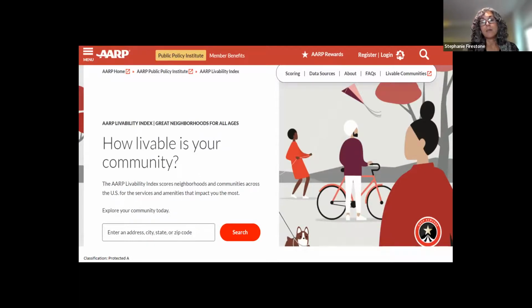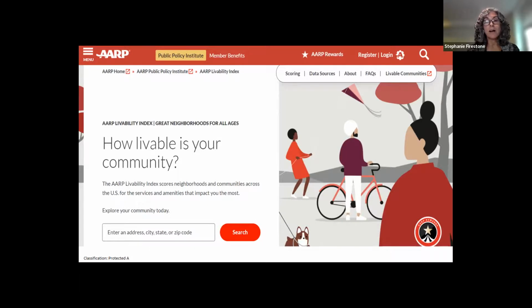And actually, we now work with the National Association of Realtors in the US. They included a link to it on their website because when people are looking for mortgages and looking to move, that's something that they will provide the score.